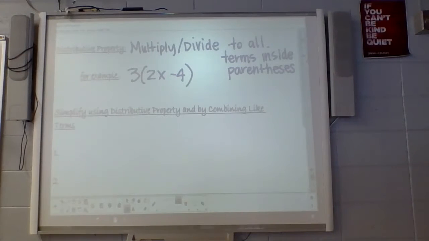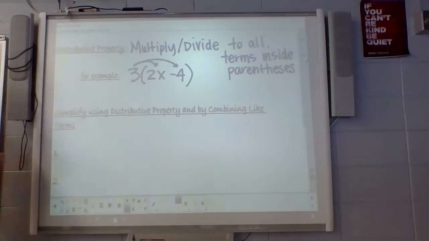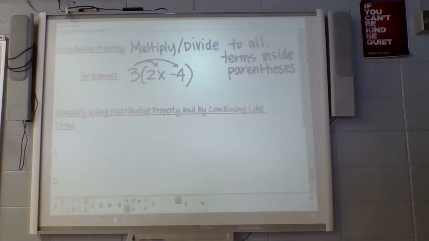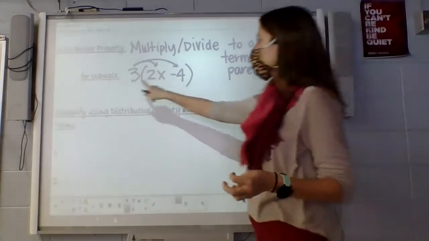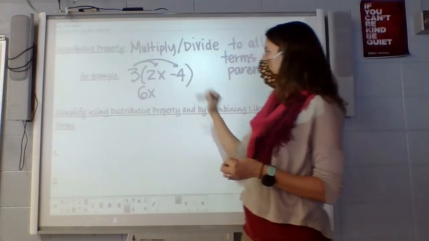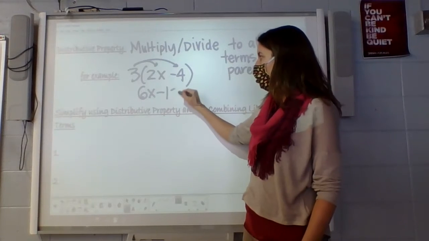And I like using arrows to show my distributing. So I distribute this in. Since that 3 is stuck to those parentheses, we assume it's multiplication. So we're multiplying that 3 times the 2x. What's 3 times 2x? 6x. And then 3 times a negative 4? Negative 12. So minus 12.